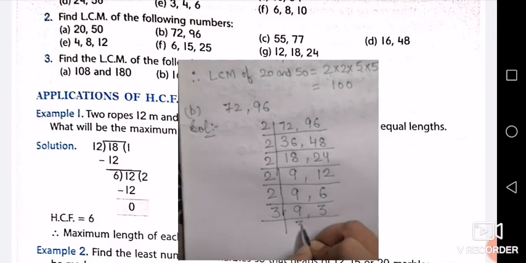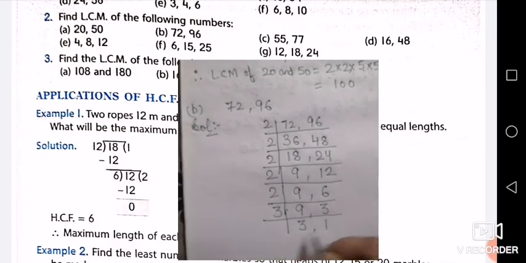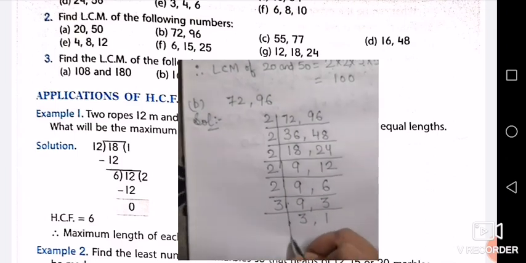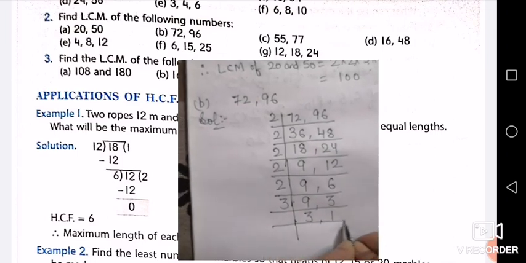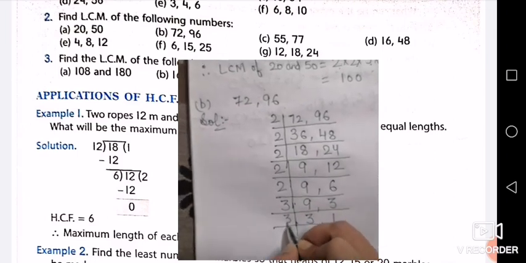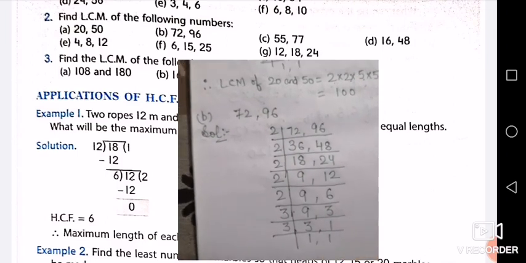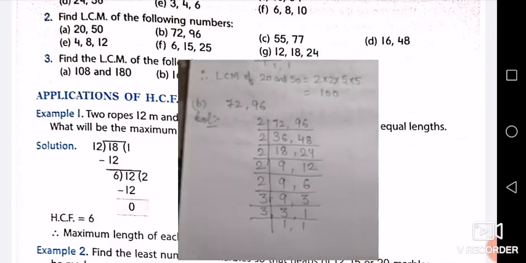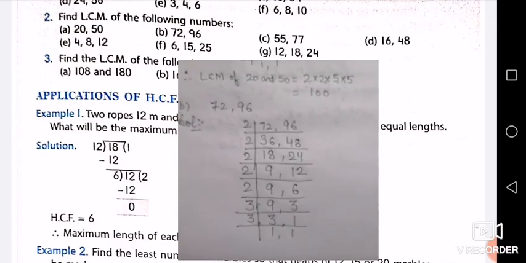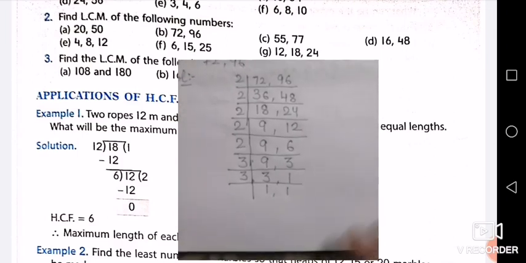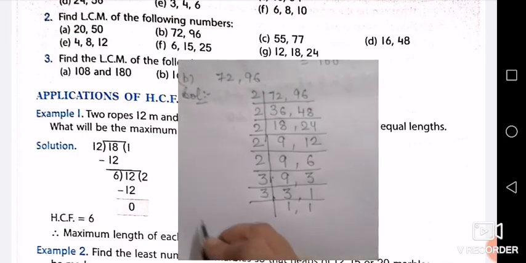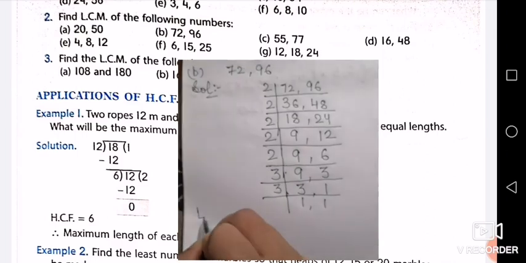Now our next prime number, which is 3, we will start with 3. Now 3 3s are 9 and 3 1s are 3. You have to do this division until you get 1 as a quotient for both the numbers. Now here, what is the next step? Yes, correct. The next step is to write the LCM.